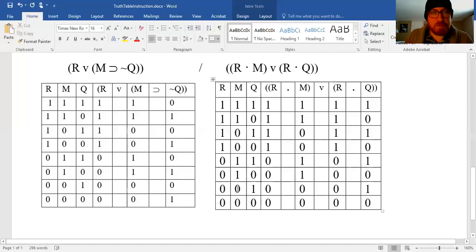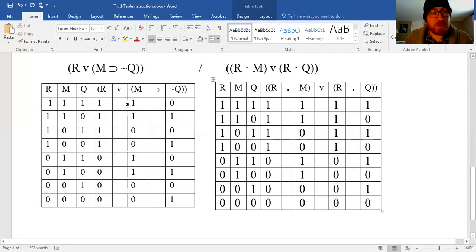Just to make sure we've got nice clean tables here. All right, so to find the value of the horseshoe, we're comparing M with the tilde, all right? And keep in mind the shortcut. So a conditional statement is false just in case the antecedent is true and the consequent is false. So in all other circumstances, the conditional is going to be true.